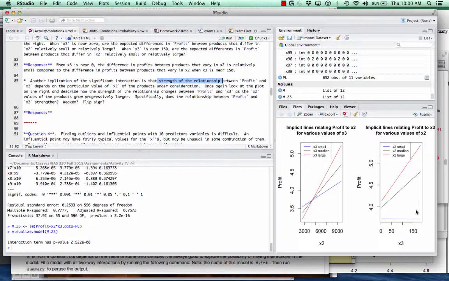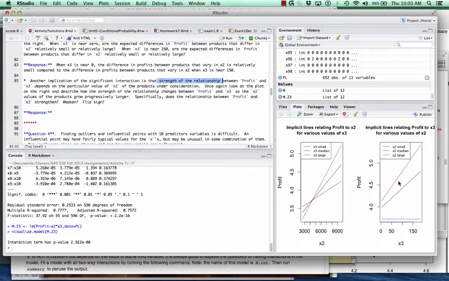Regardless of the x3 value, it's the same value of the profit throughout. Now the story changes when we start looking at individuals with median values of x2. In that case, the relationship between profit and x3 is given to us by the black line. And we see that when we look at individuals with median values of x2, the relationship between profit and x3 is noticeably positive. This line is sloping up and to the right. And then when we look at individuals with some of the largest values of x2, we see the relationship between profit and x3 is even stronger. The slope is even more positive.